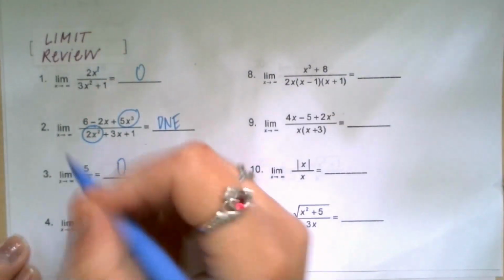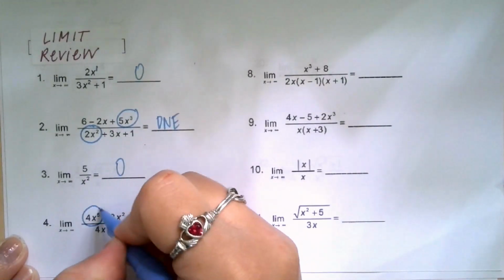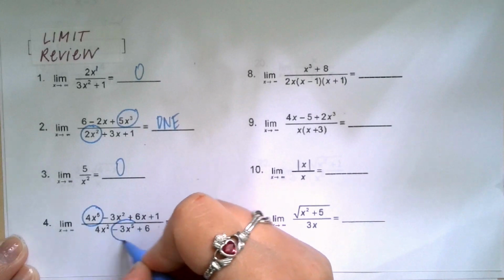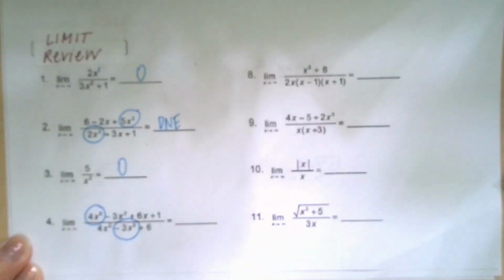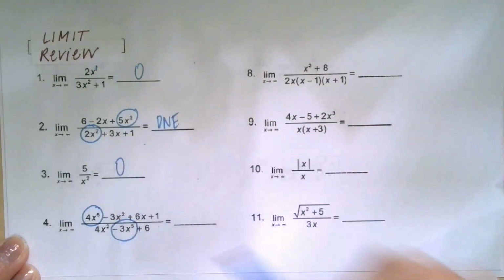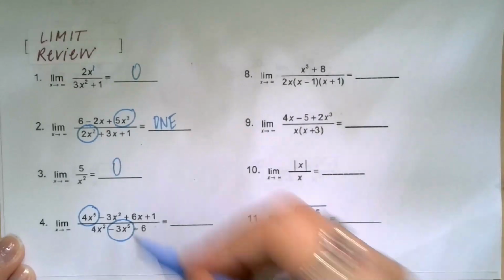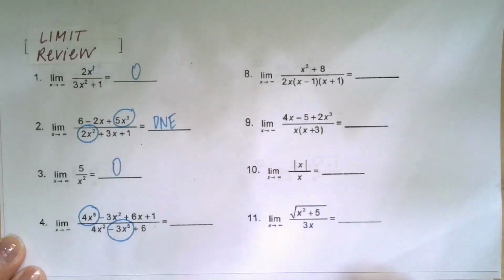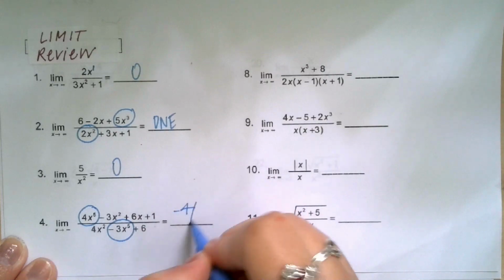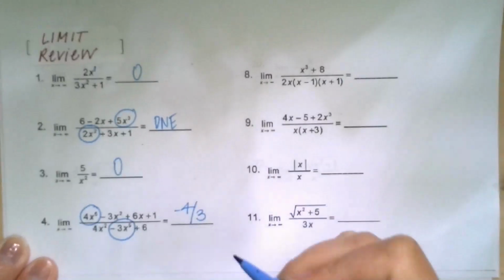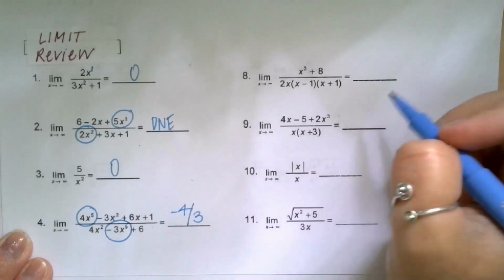Number 4, this one's a little tricky. You have to make sure to look at it. We have an x to the 5th here and an x to the 5th there. Polynomials may not always be in order when you are given them, like these two examples, so make sure you identify your highest degree. Since they're both 5, that means we just do leading coefficient on top of leading coefficient. So we have negative 4/3. That negative could be with the 3, it doesn't matter, it's the same thing.